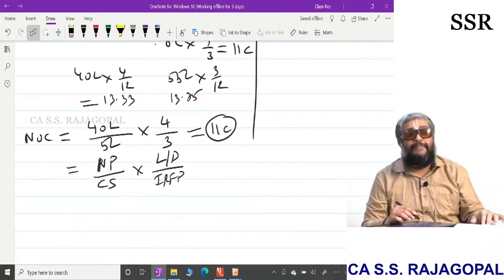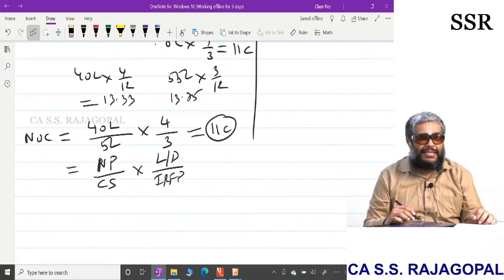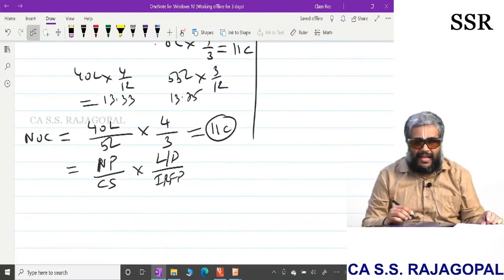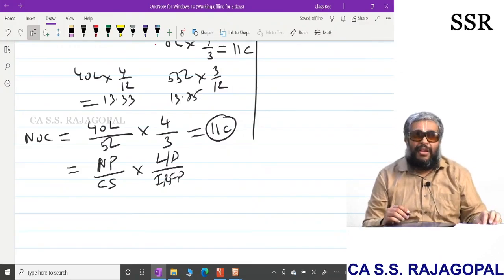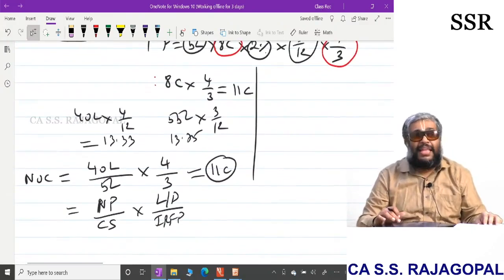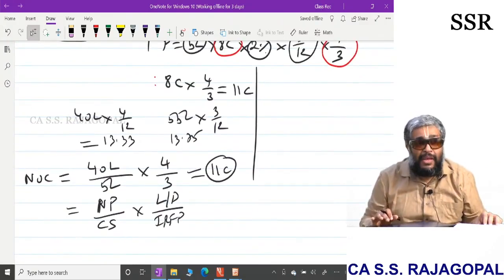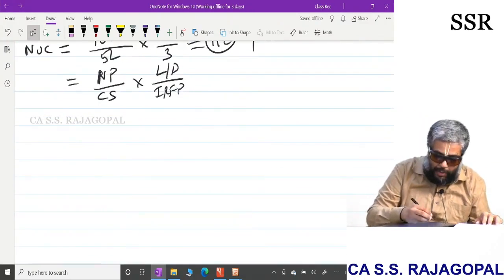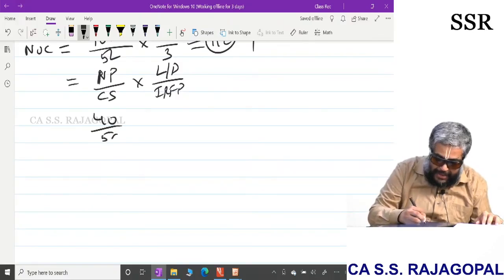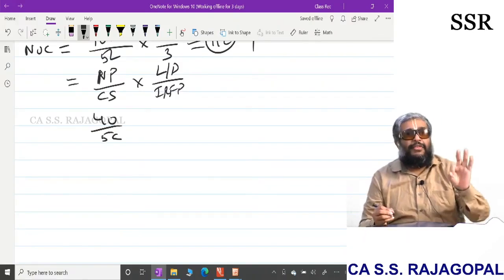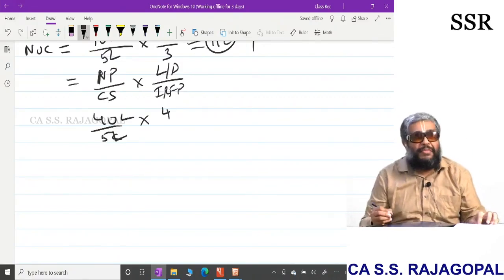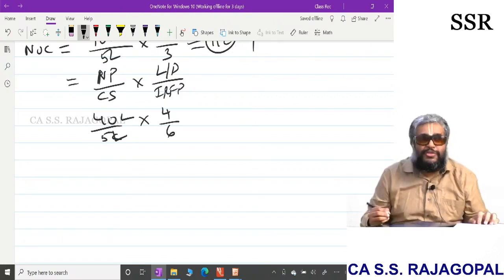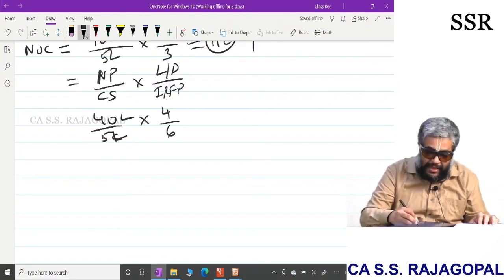So simply I say notional principal divided by contract size normally gives you the number of contracts, into the loan period divided by the futures period. Now understand friends, I can even hedge using 6 months futures. How to hedge using 6 months futures? Simply, 40 lakhs by 5 lakhs gives you 8 contracts, or not? 8 contracts into, say the loan period is 4 months. Suppose I use 6 months futures, I divide by 6, so 4 by 6.